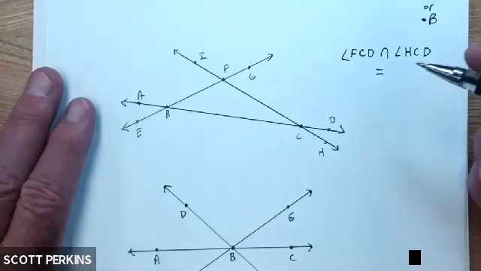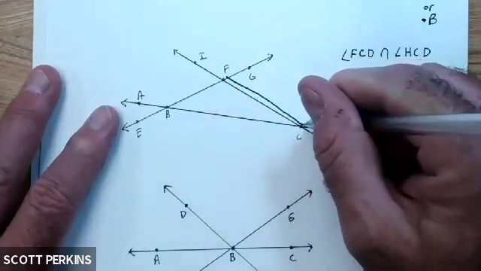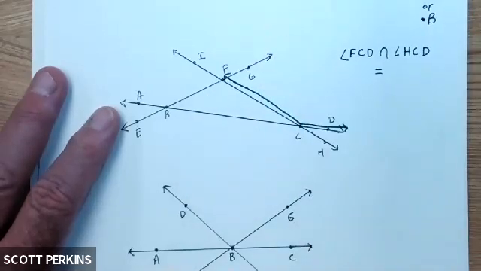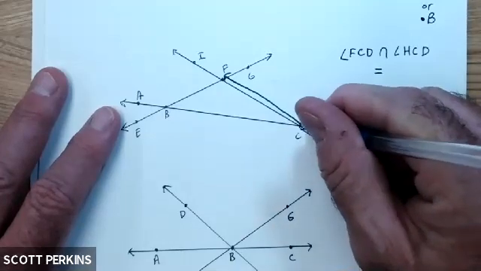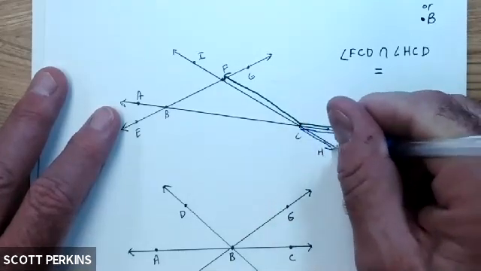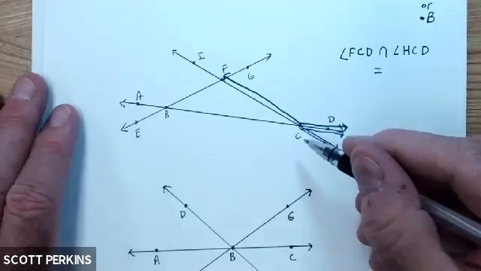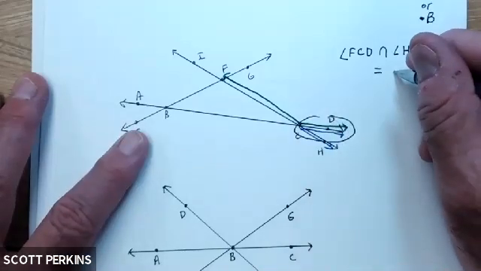Okay, angle FCD is, here's F, here's the vertex C, here's D. So there's the first angle that I mentioned. And then here's the second one, HCD, starts down here at H and C and D. And now, according to, I've got some blue up there, I've got some green up there. According to that, what do those two angles share? Yeah, they share this side right here.